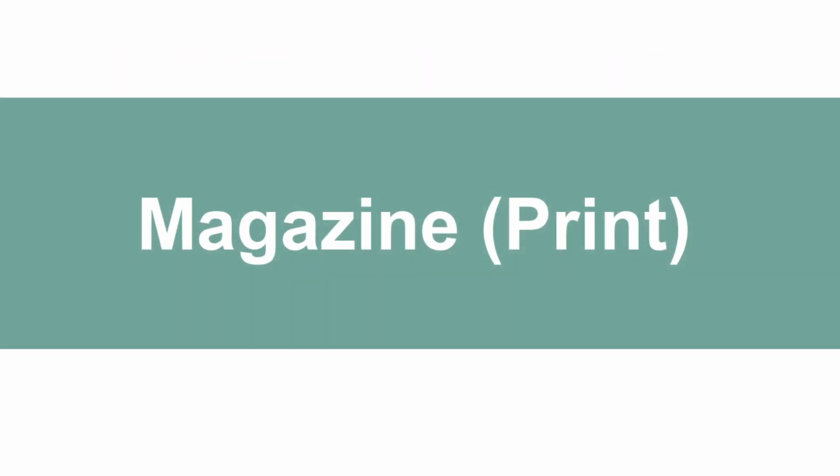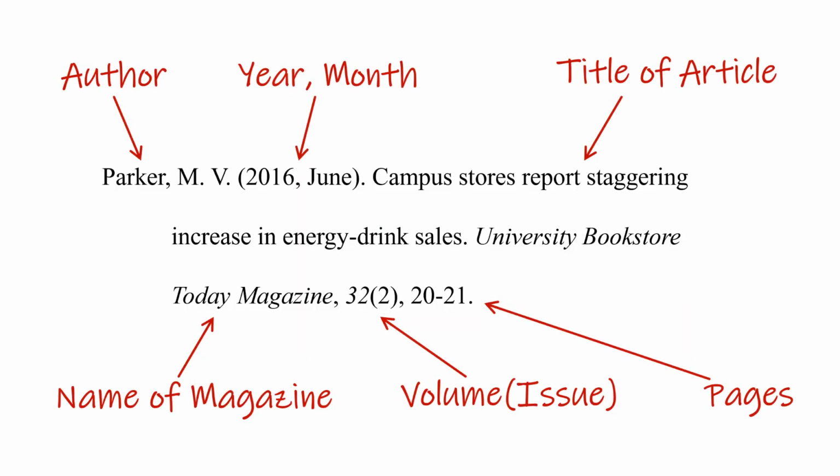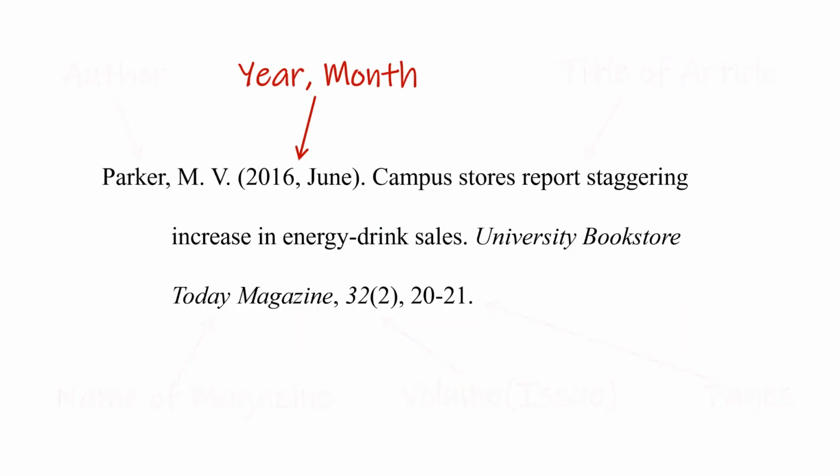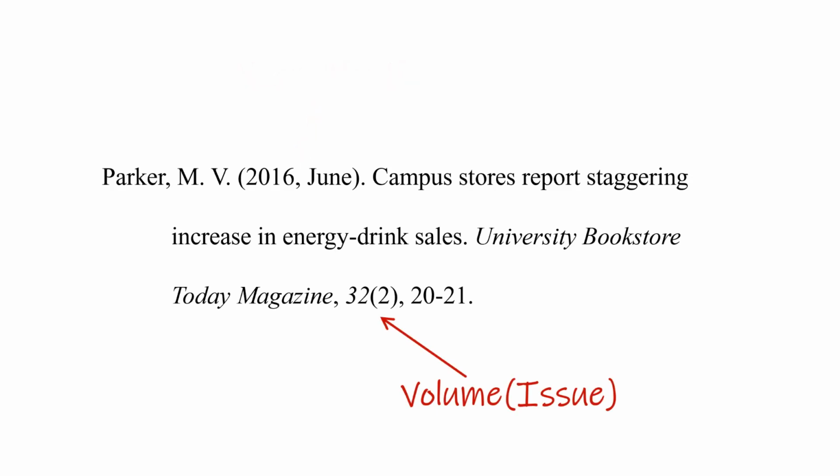The reference for a magazine article is very similar to the reference for a journal article. Typical reference will look like this. It consists of these elements. If the magazine comes out monthly, you should add the month to the section that reports the year. And if each new issue of the magazine begins with the page number of 1 rather than continuing the page numbers from the previous issue, you should provide both volume number and issue number here.